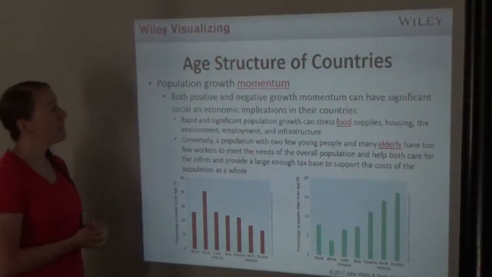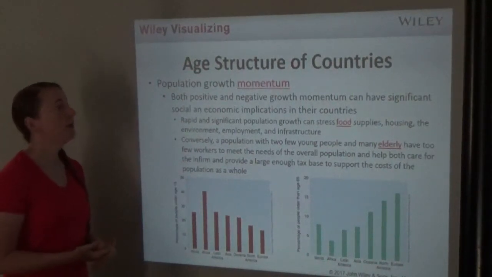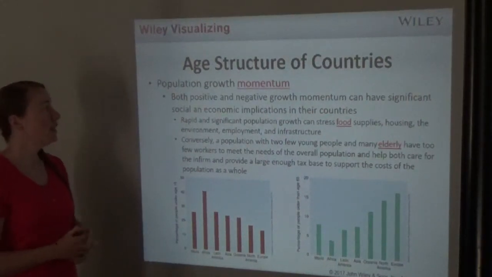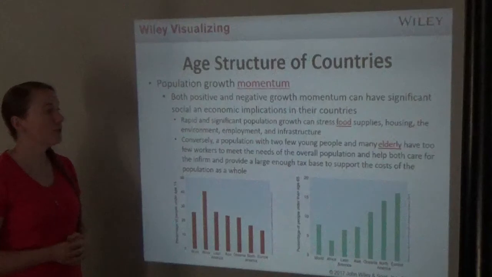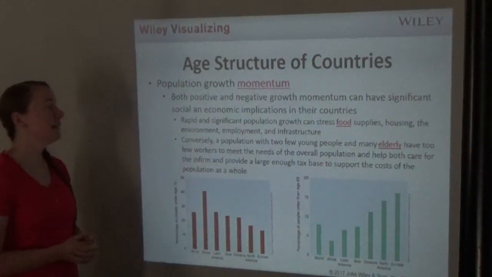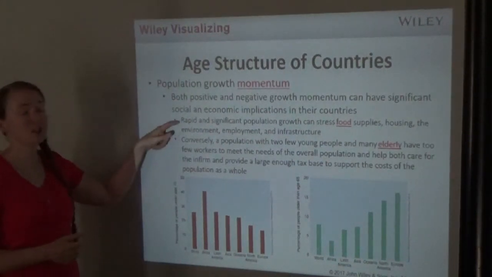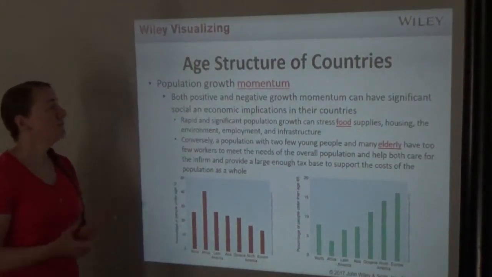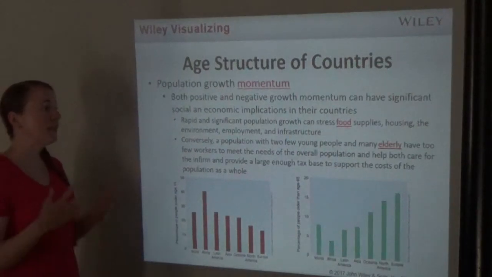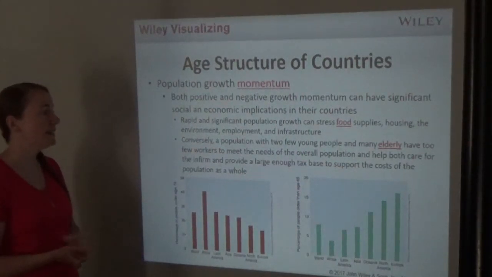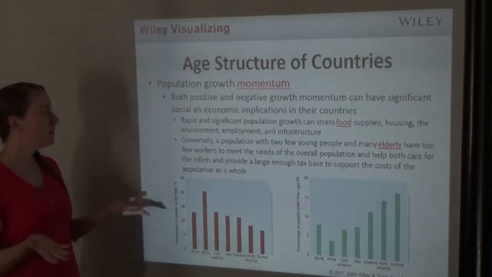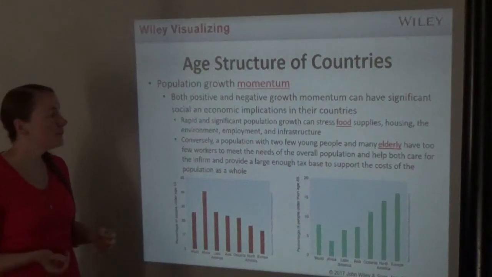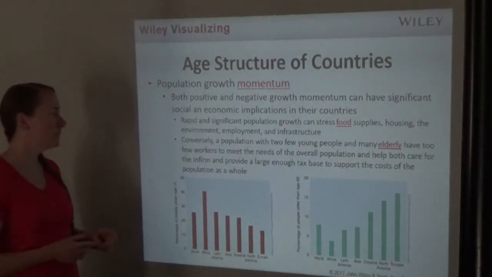So, population growth momentum can be positive or negative growth, and can have significant social and economic implications for countries. Rapid and significant population growth can stress food supplies, housing, the environment, employment, and infrastructure. So if your population is growing too fast, you can have a lot of issues. However, conversely, a population with too few young people and many elderly has too few workers to meet the needs of the overall population, help care for the infirm, and provide a large enough tax base to support the cost of the population as a whole.